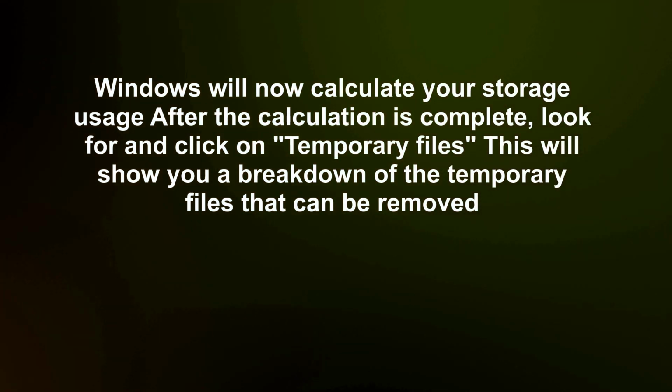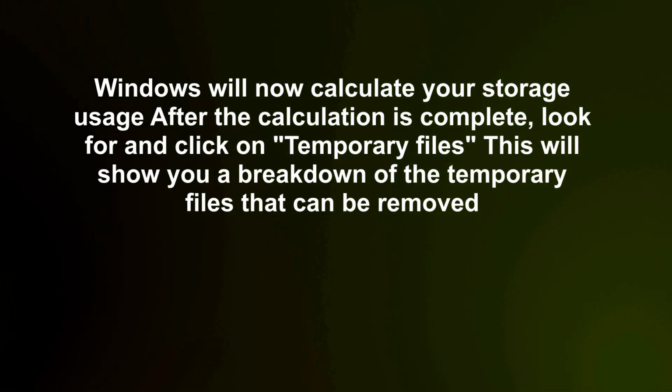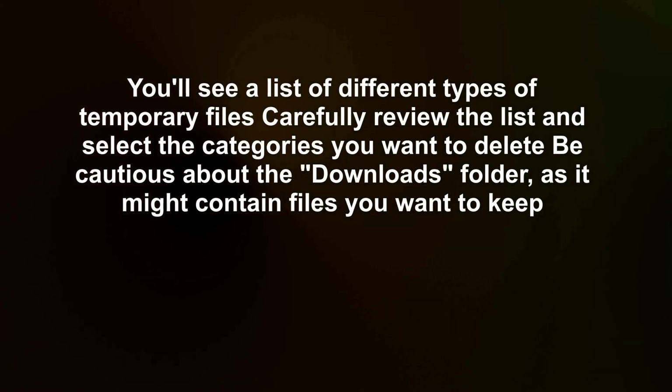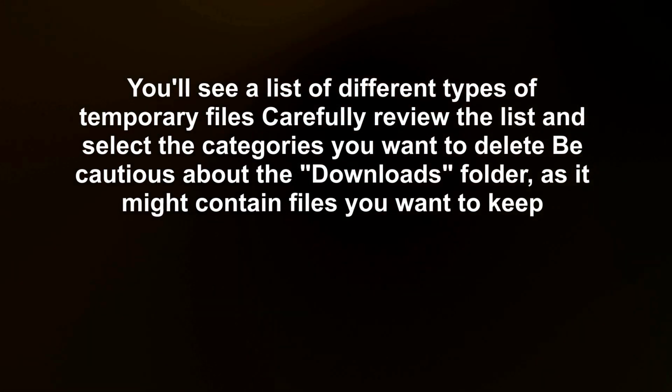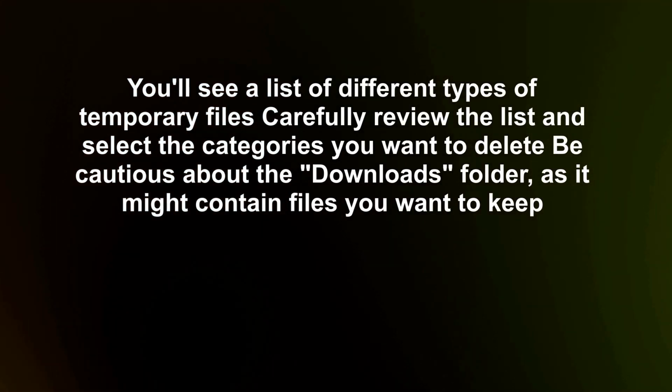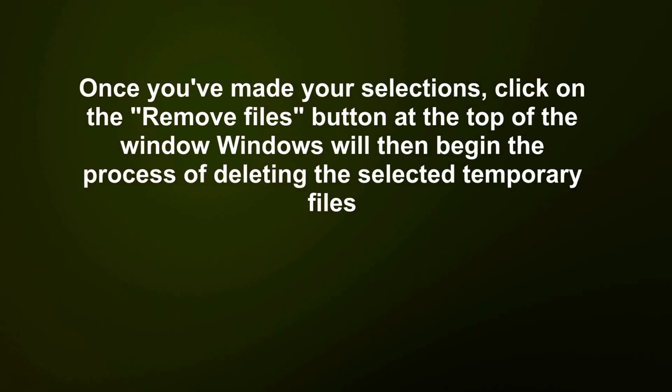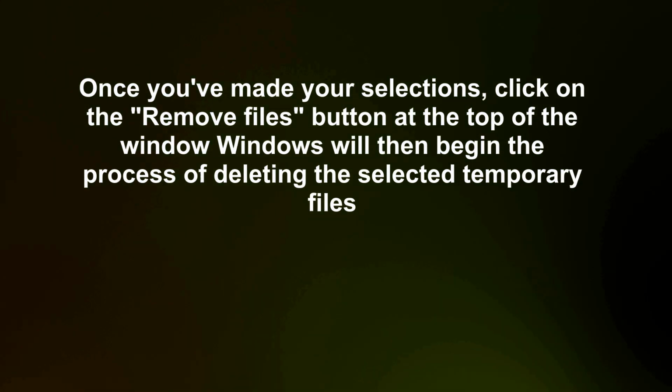This will show you a breakdown of the temporary files that can be removed. You'll see a list of different types of temporary files. Carefully review the list and select the categories you want to delete. Be cautious about the Downloads folder, as it might contain files you want to keep. Once you've made your selections, click on the Remove Files button at the top of the window.